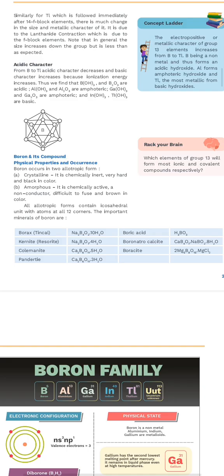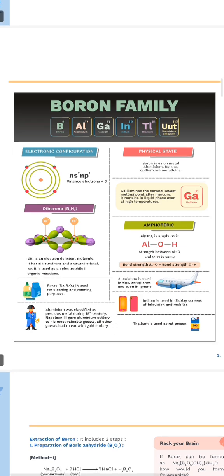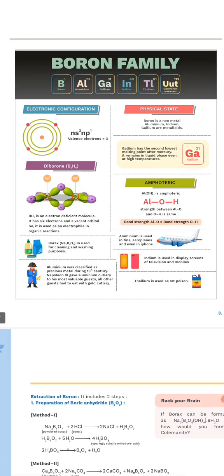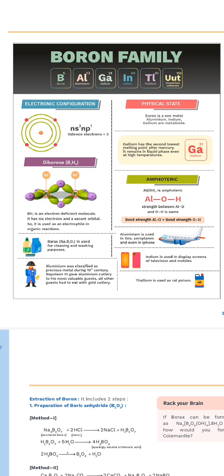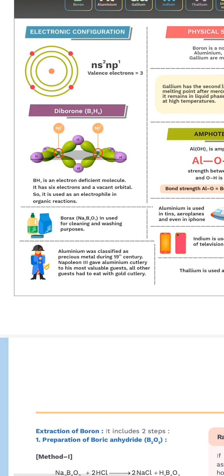Boron, nitrocalcite and borosite. So electronic configuration is ns2 np1 and has 3 valence electrons. Can exist as dimeric form as diborane. BF3 is an electron deficient molecule. It has 6 electrons and a vacant orbital, so it is used as an electrophile in organic reactions. Borax is used for cleaning and washing purpose.